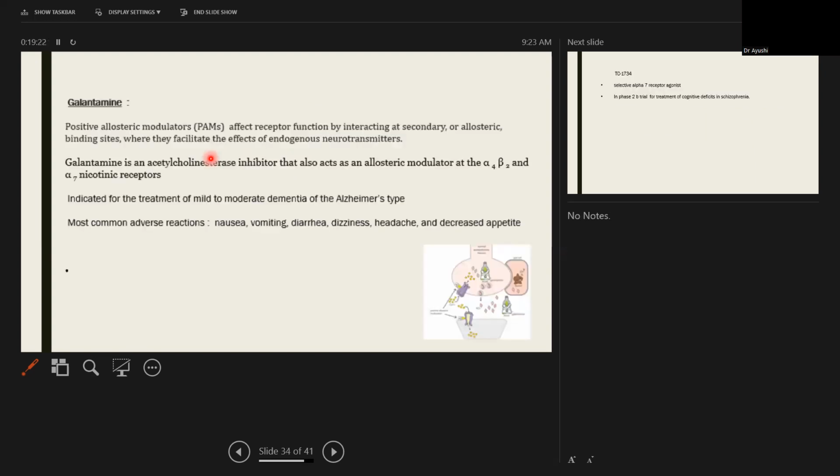Now, galantamine is a positive allosteric modulator. Positive allosteric modulators affect receptor function by interacting at secondary or allosteric binding sites, where they facilitate the effect of the endogenous neurotransmitter. So galantamine is an anticholinesterase inhibitor, and also it is an allosteric modulator to alpha 4 beta 2 and alpha 7 nicotinic receptors. It is indicated for the treatment of mild to moderate dementia and Alzheimer's disease. The most common adverse effects are nausea, vomiting, diarrhea, dizziness, headache, and decreased appetite.